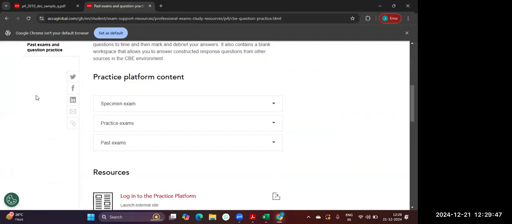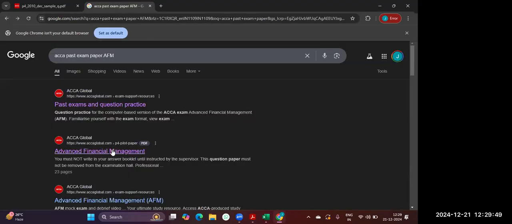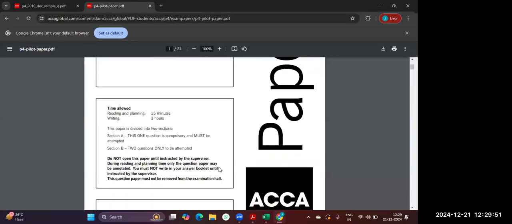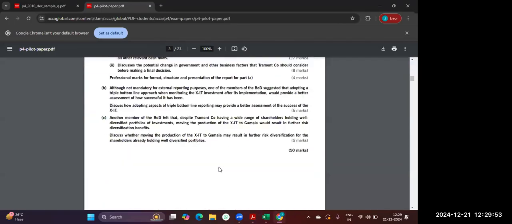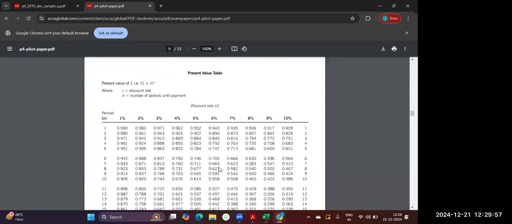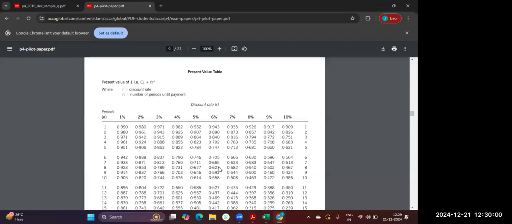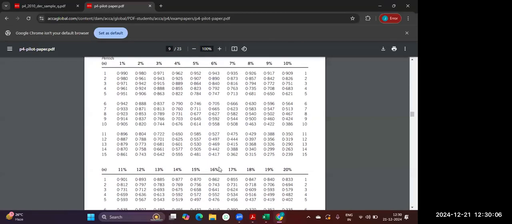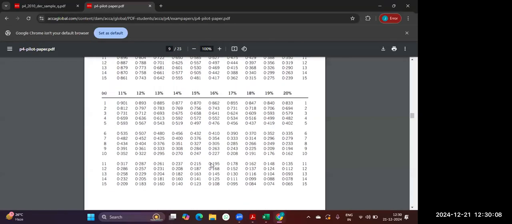Second link. Page 9. We will refer to the present value or we'll refer to annuity. Present value. Why? Because my cash flows are not consistent. Correct? So at 12%, what is the discount factor for year one?